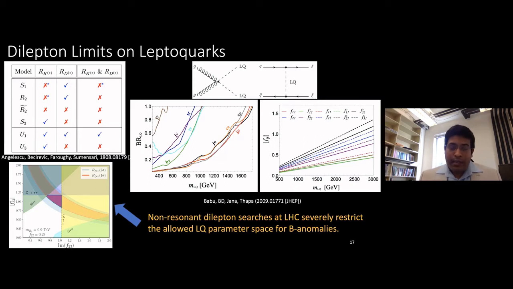For the neutral current, it's not that difficult. You can still have a little bit heavier leptoquark, like 2 TeV or 2.5 TeV, that can still explain it. But for charged current, you need to have a lighter one, and that's where these dilepton bounds come into the picture. So this turns out to be quite significant.